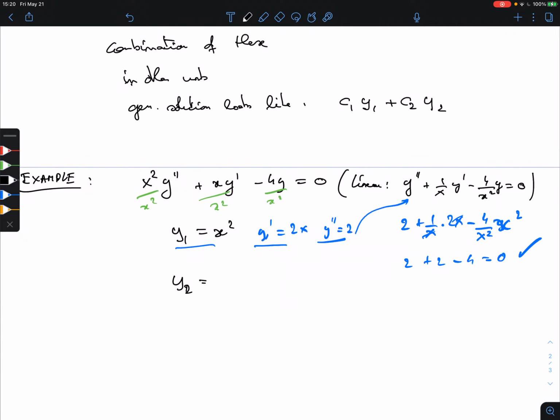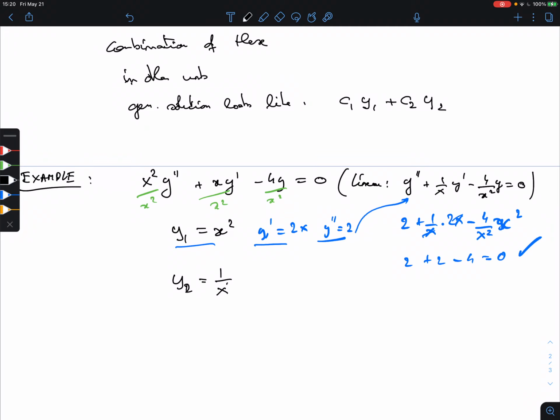y2 is, well, you might say 5x squared, professor. And now I figure out how it goes. Yes, but that's not good enough. Here's another one, 1 over x squared. Now I'm going to leave this as an exercise for you to check that this is also the case. This is a solution. So I'm just stating that now. So here we have two solutions and different ones.